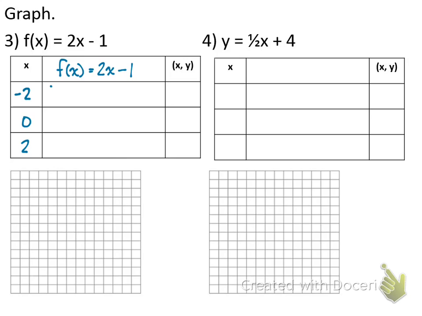So we got f of x, or f of -2, is equal to 2 times -2 minus 1. What's 2 times -2? What's 2 times -2? -4 minus 1. -4 minus 1 is -5. So if I were to put -2 into my machine, I get -5 out. Okay?